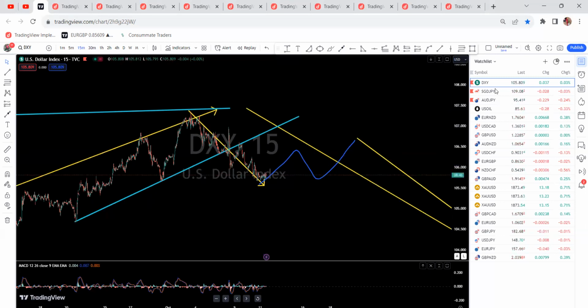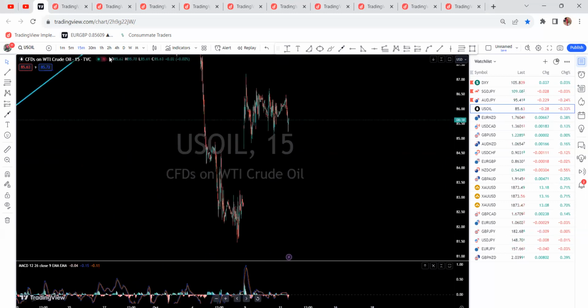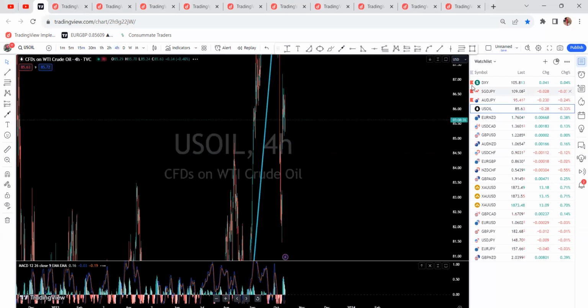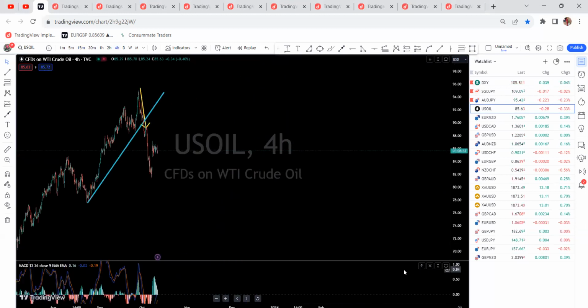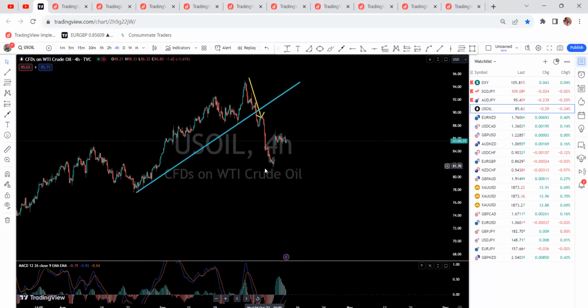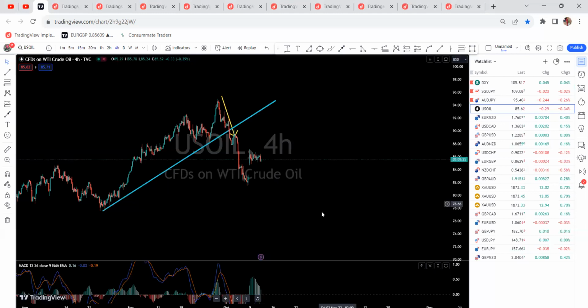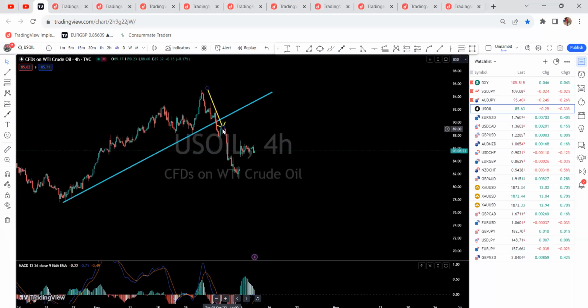All right, with this, now let's look at the US oil structure. This is the structure for US oil. Let me put it on 4 hours. So this is the structure for US oil. US oil has pushed down, a very, very sharp down, and has broken this down. Finally, you can see that.